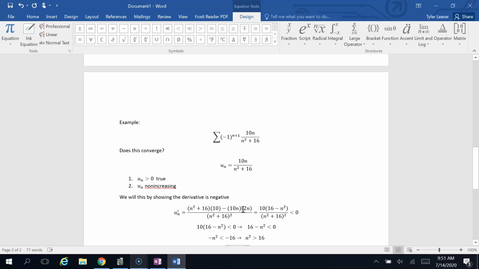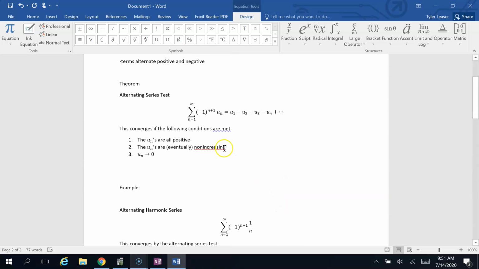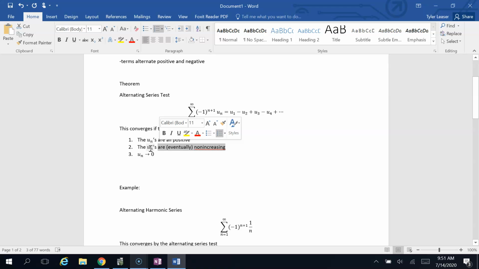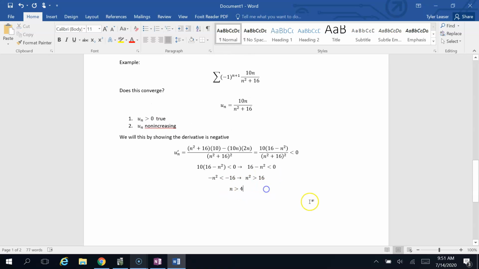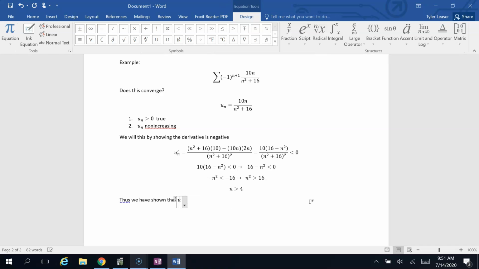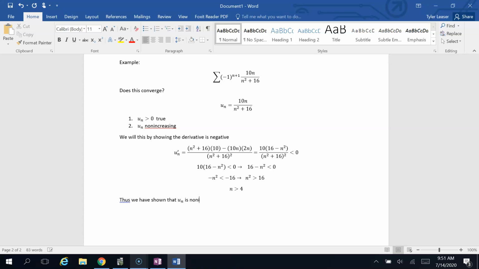But don't forget, if I scroll back up to our theorem here, part 2 says that as long as the u sub n is eventually decreasing, that's enough. This does decrease as long as n is greater than 4. So thus, we have shown that my u sub n is non-increasing for n greater than 4, which is all we need, right? All we need is to show it's non-increasing eventually, which is what we've shown. So now 2 is true.